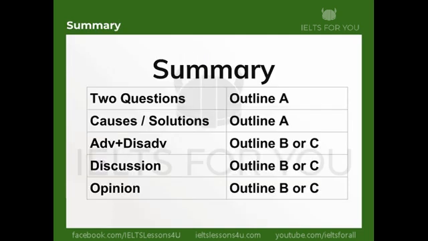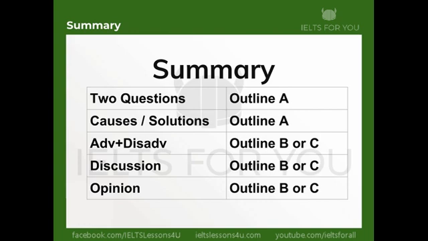Okay, so let's summarize the approaches that we should use based on what type of essay we see in the exam. If you get a 2-question essay or a causes and solutions essay, it's quite simple. We can use outline A, where for 2 questions, body A is 1 question, body B is the 2nd question. If it's causes, we have body A, 1 cause, body B, another cause, or 2 causes.